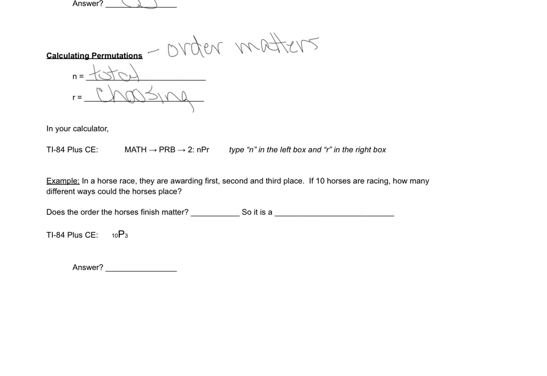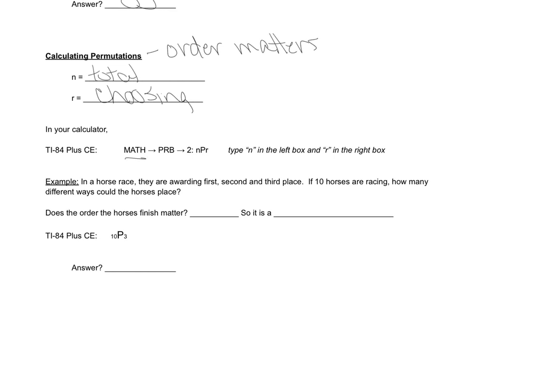Okay, so in your calculator this time, you're going to hit the math button, arrow over to probability. This time you see there's the option number 2, which was the P with the N and the R. That's the way you're going to use a permutation as opposed to a combination. P for permutation, C for combination.